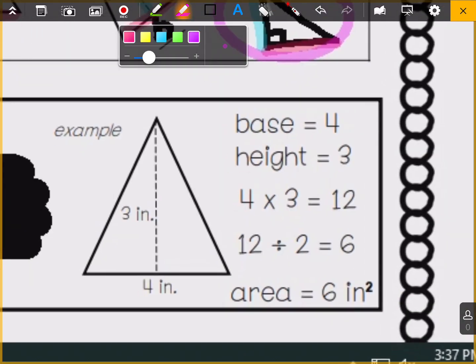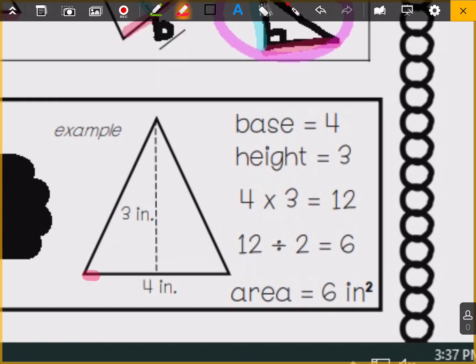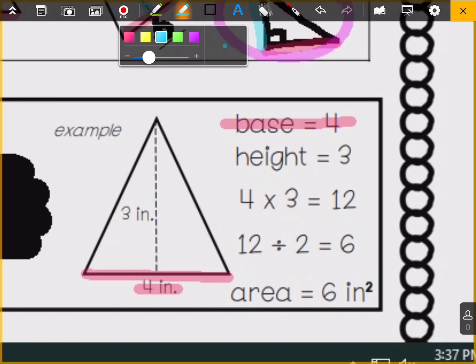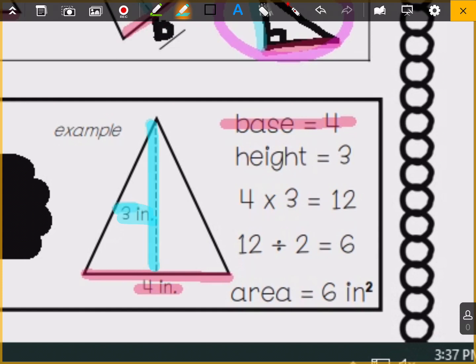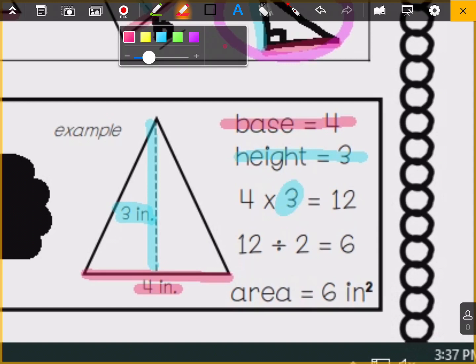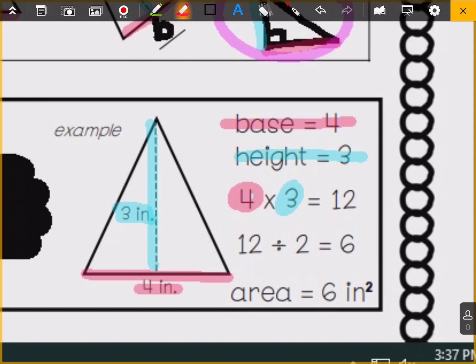Over here, the example tells us the base and the height. So again, the base is at the bottom, so that's the 4 inches. And then the height is that dotted line in the middle, which is measuring 3 inches. We're going to do the base times the height first. So we do 4 times 3, and that gives us 12. Here is what would be different. If this was a rectangle or a parallelogram, we would already have our answer of 12. But since this is a triangle, we're going to do something a little bit different, and that is going to be to divide by 2.